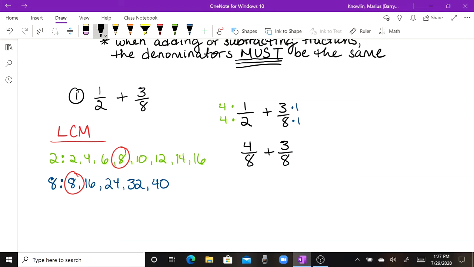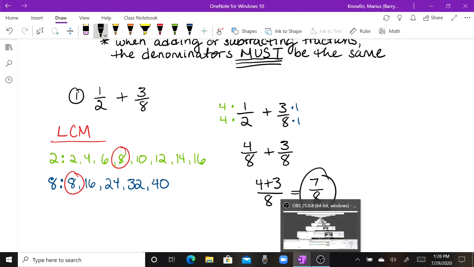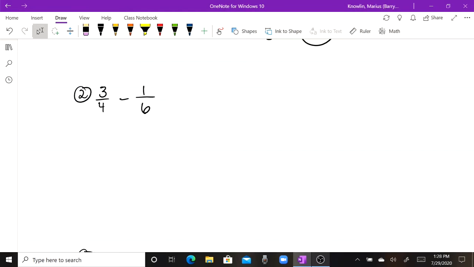Now that we have like denominators, we can go ahead and add. That's going to be 4 plus 3 as the numerator, 8 as the denominator. 4 plus 3 is 7, and that makes our final answer 7/8. Number 2 says 3/4 minus 1/6. Well, we already know the rule that we cannot subtract these fractions because they don't have the same denominator. So once again, we need to look for our LCM, our least common multiple.